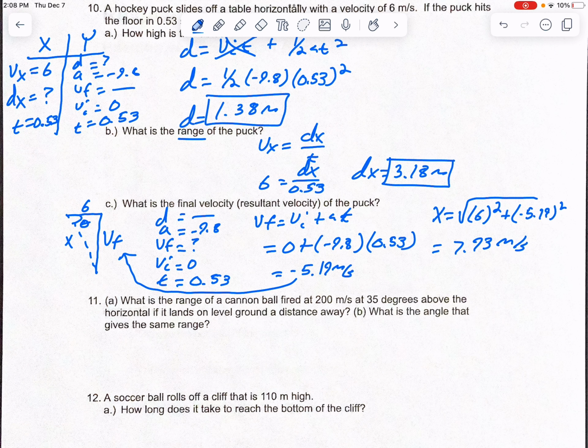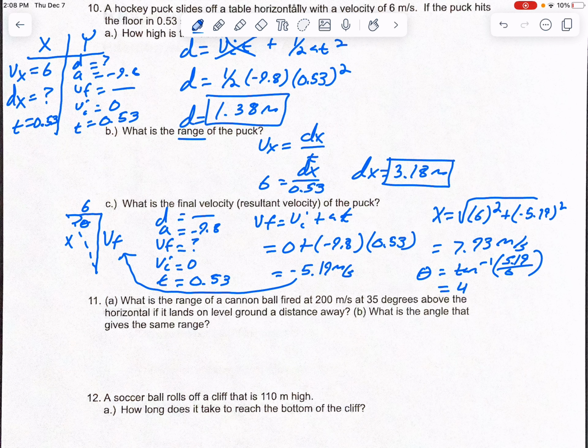Now your angle, you can leave the negative in if you want to. If you're just going to get a negative angle, you're going to get the exact same value. Negative just means you're going below the horizontal. So you're going to do inverse tangent, and I'm just going to take out the negative. So I'm going to say 5.19 over my 6, and I'm going to get an angle of 40.86 degrees, and that is below the horizontal. So those are your answers right there.